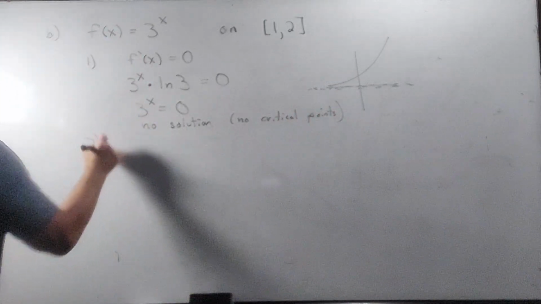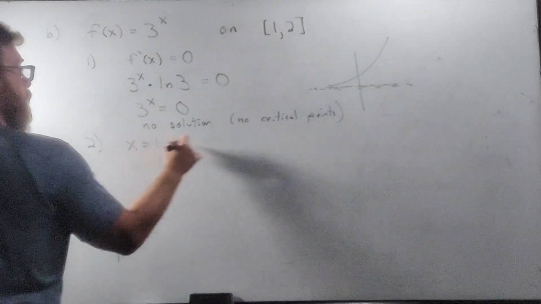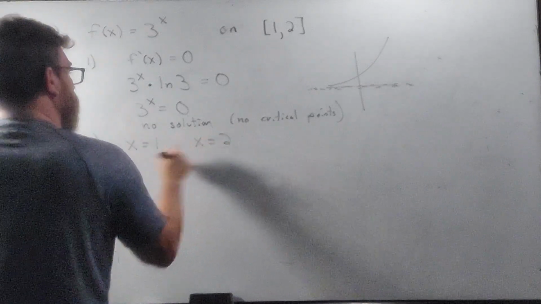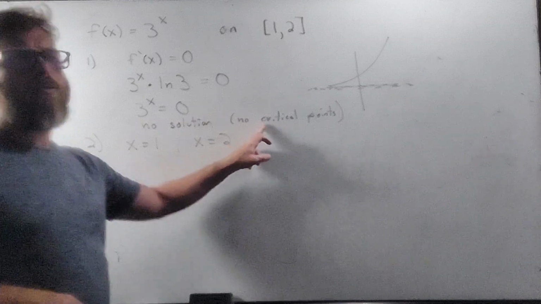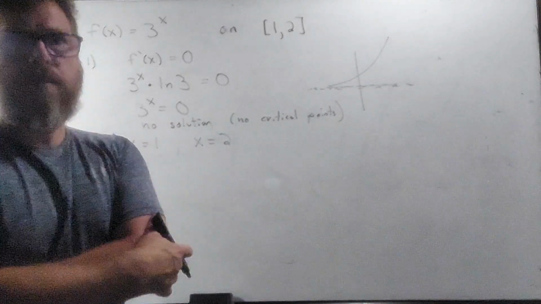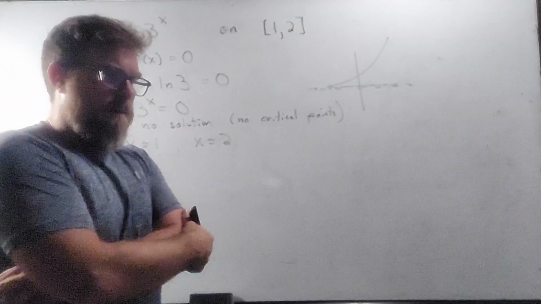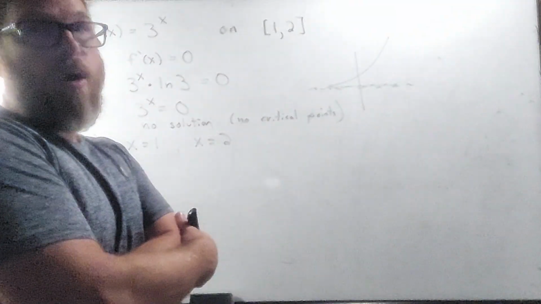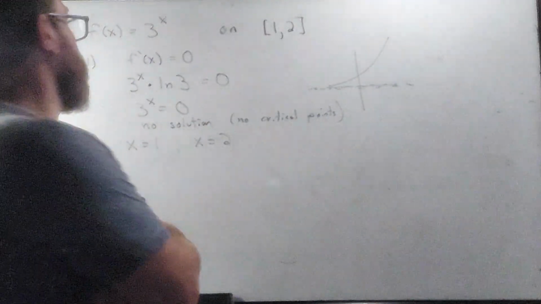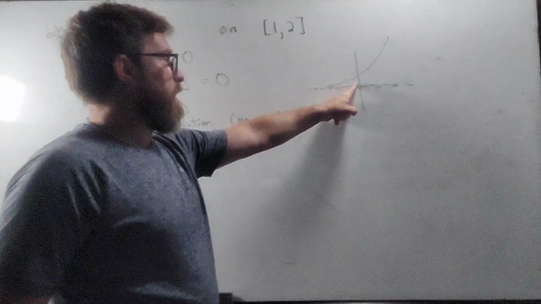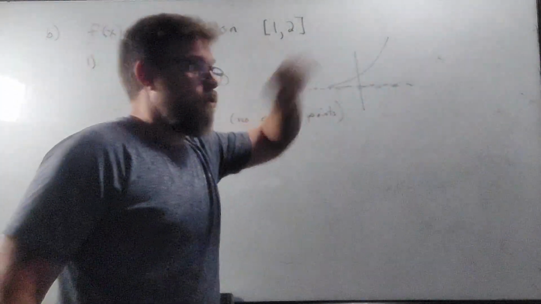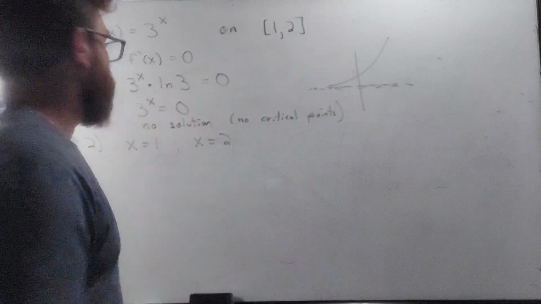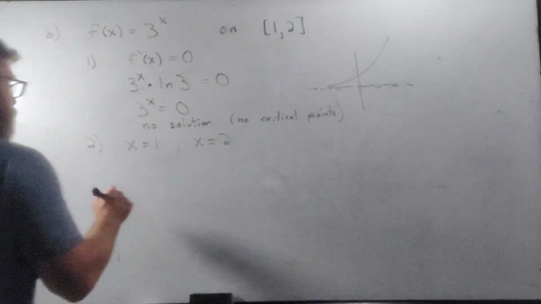So all I have to do is test the endpoints. I have x is equal to 1, I have x is equal to 2. What's interesting is if it has no critical points, really what this means is this function is going to be monotonic in this case because it's always either going to be increasing or always going to be decreasing. I just happen to graph 3 to the x here so you can kind of see when we show this on that closed interval, it's always increasing, monotonic increasing.